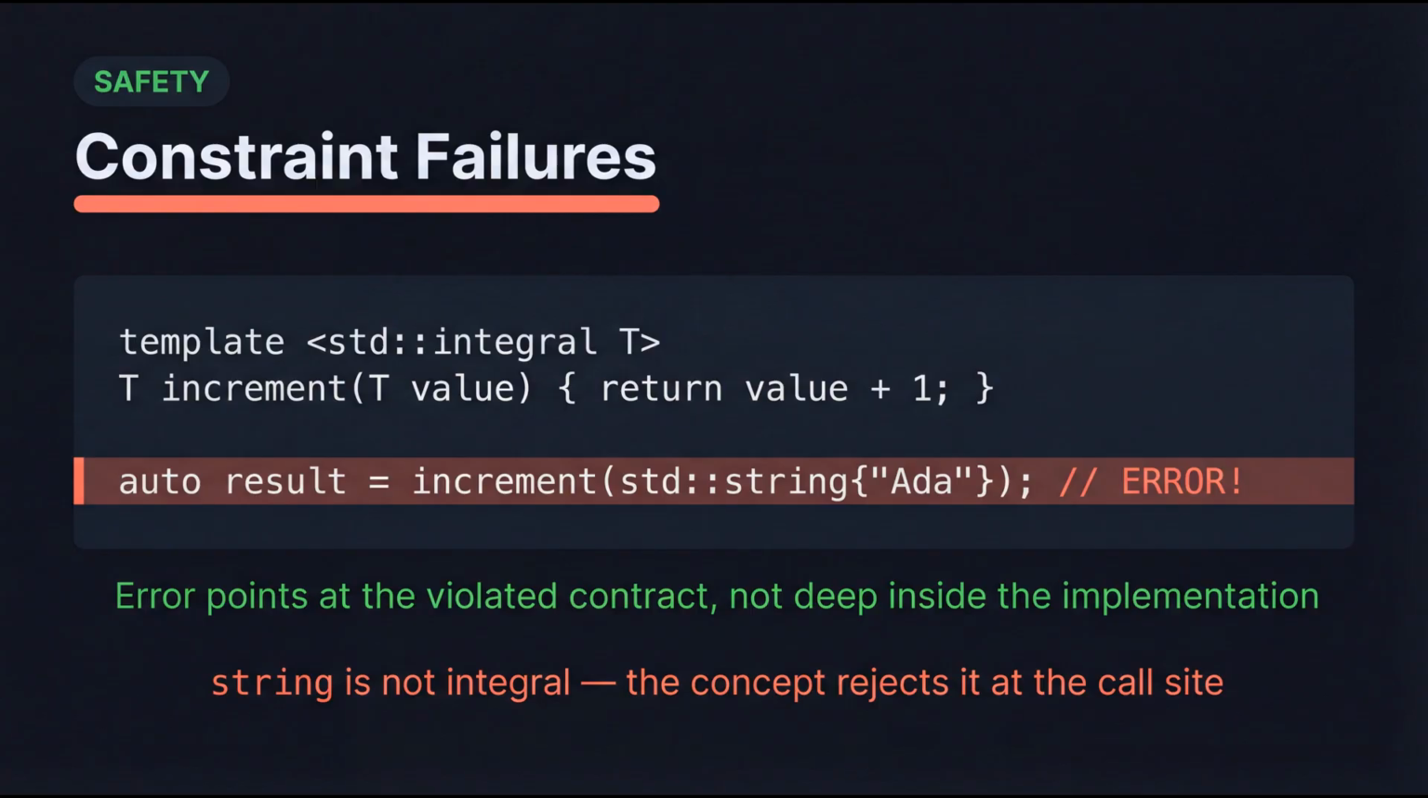Without concepts, the error would say something about operator plus not being defined for string and int, deep inside the function body. With concepts, the error points at the violated contract at the call site. The reader can see instantly, string is not an integral type. That's why it's rejected. Better errors, better documentation, safer templates.